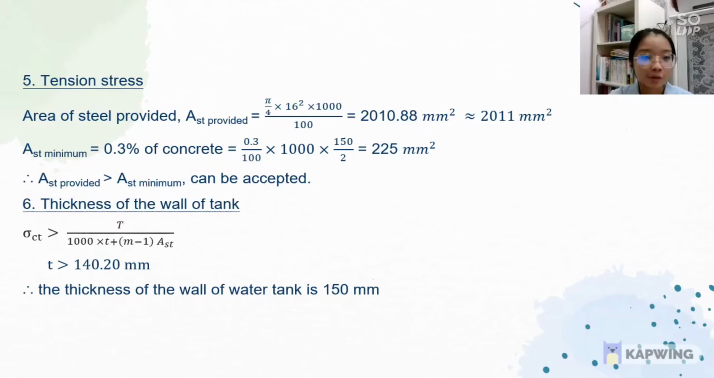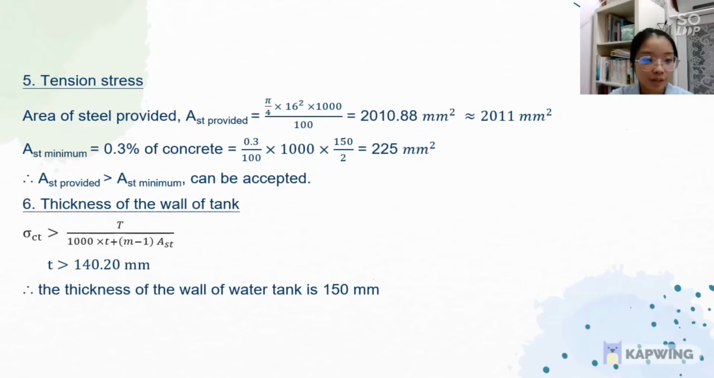And the AST minimum required for this project is 0.3% of the concrete, and we found that the AST minimum is equal to 225 mm². Since the area of steel provided is higher than the area of steel minimum required, hence this design can be accepted. Next, the thickness of the wall of tank.